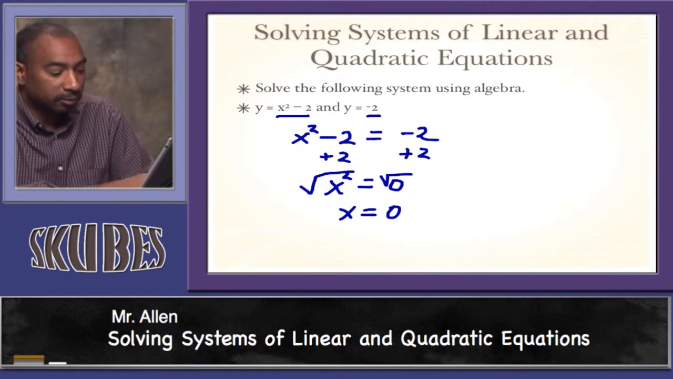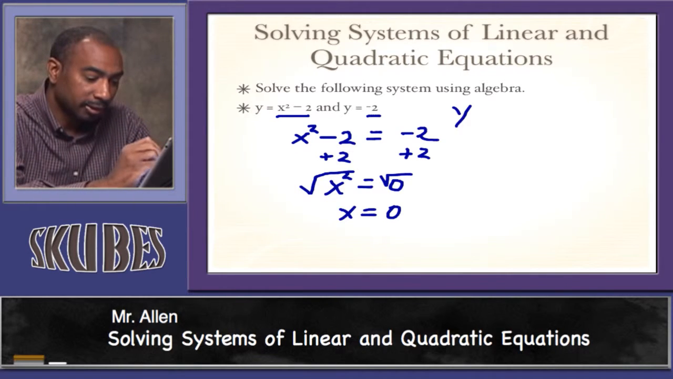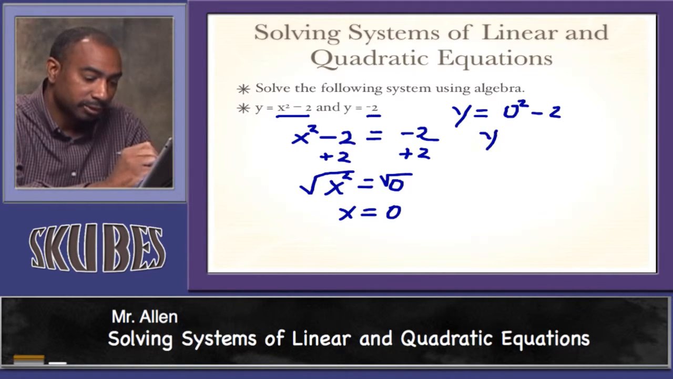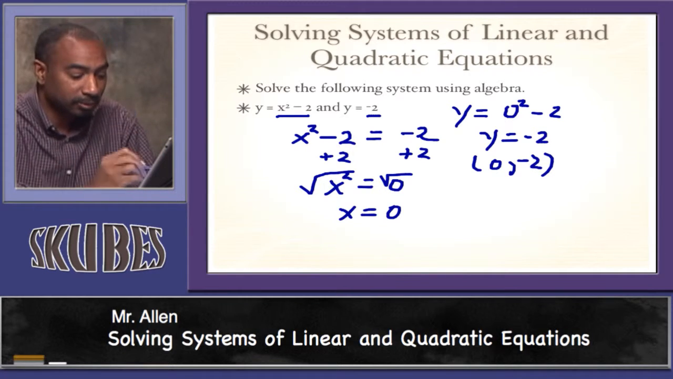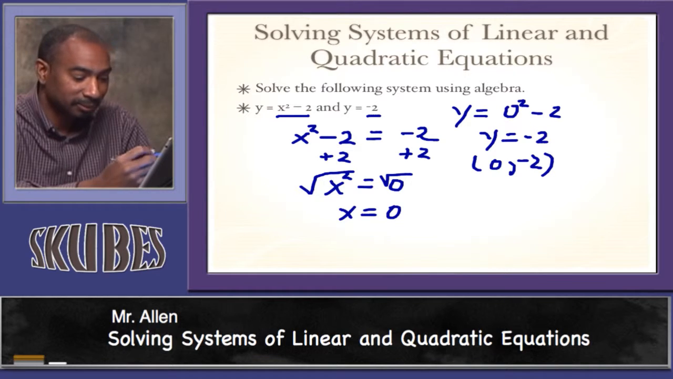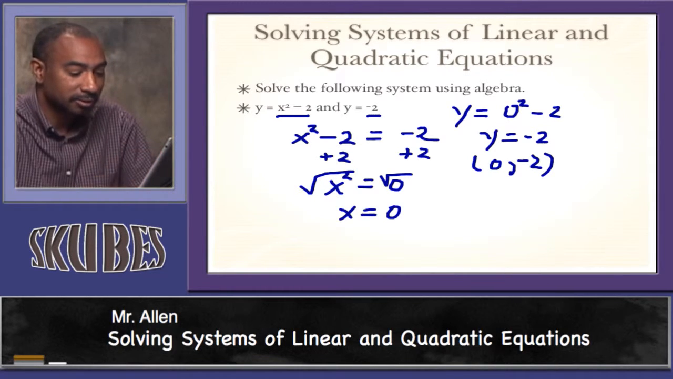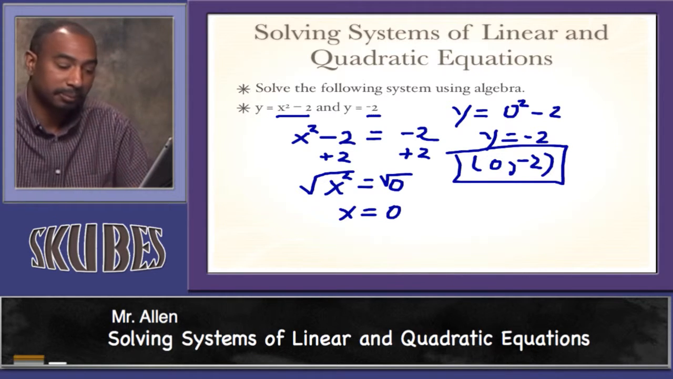And you can plug this value into either equation. You're going to get the same thing. Let's say I plug it into here. I get 0 squared minus 2. That forces y to equal negative 2. Thus we have (0, negative 2). If you plug into the other one, you would have got the same thing. y equals negative 2, it tells you. So automatically, x is 0, y is negative 2. So that's the point of intersection if you do it algebraically.